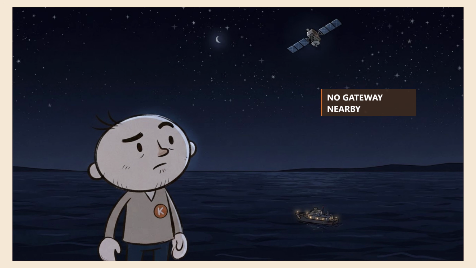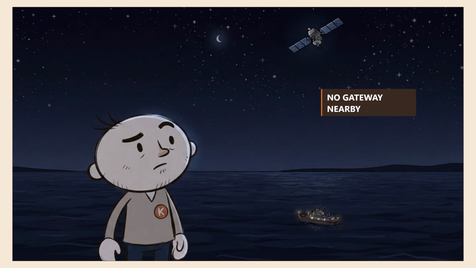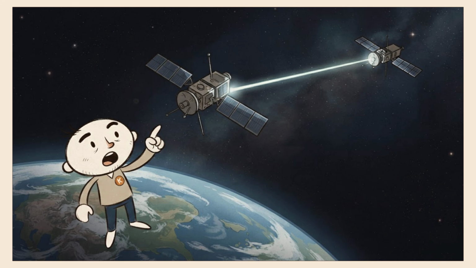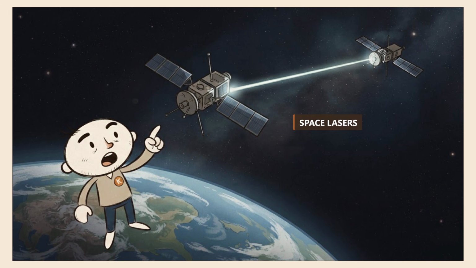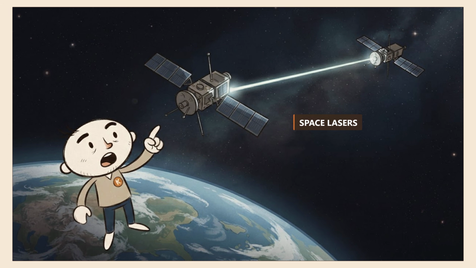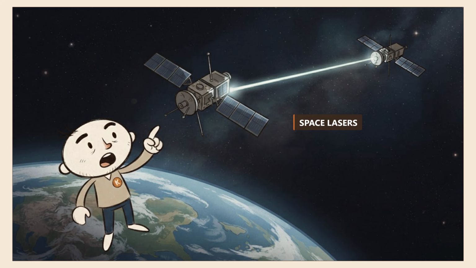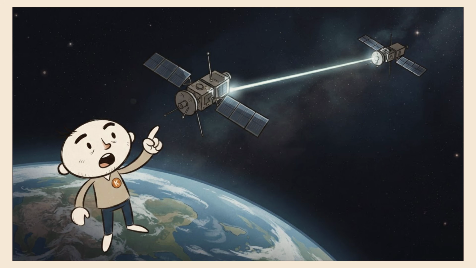But what happens over an ocean or far from a suitable ground station? Modern Starlink satellites can communicate directly with one another using optical intersatellite links. In normal language, space lasers.